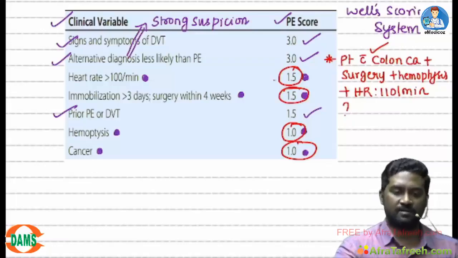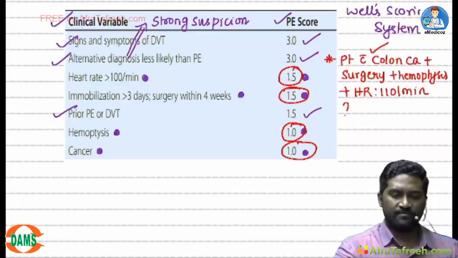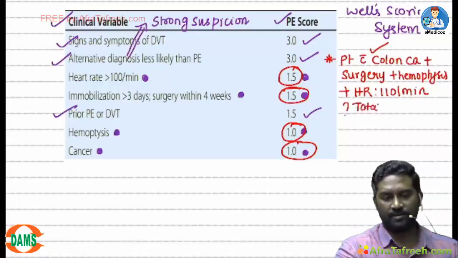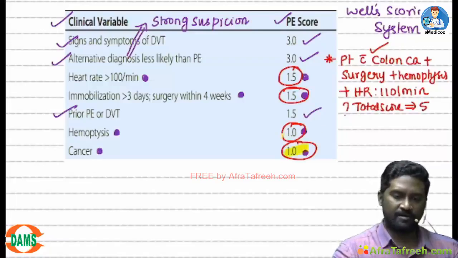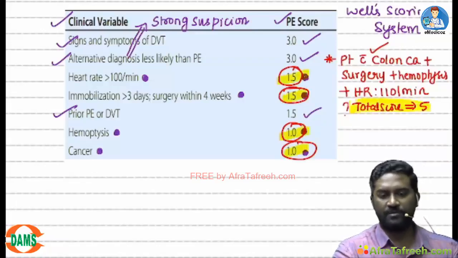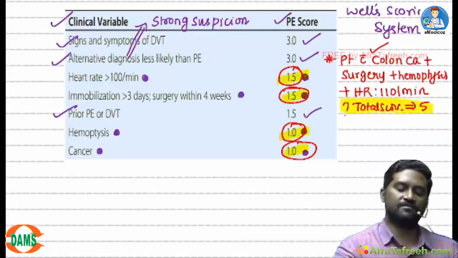Now putting together, 1 plus 1 is 2, and 1.5 plus 1.5 is 3. So 2 plus 3, the total score. So what will be the total score? It will be 5. So you have to add all this. 2, 3.5, 5. The total score will be 5. This is how you should use this table.